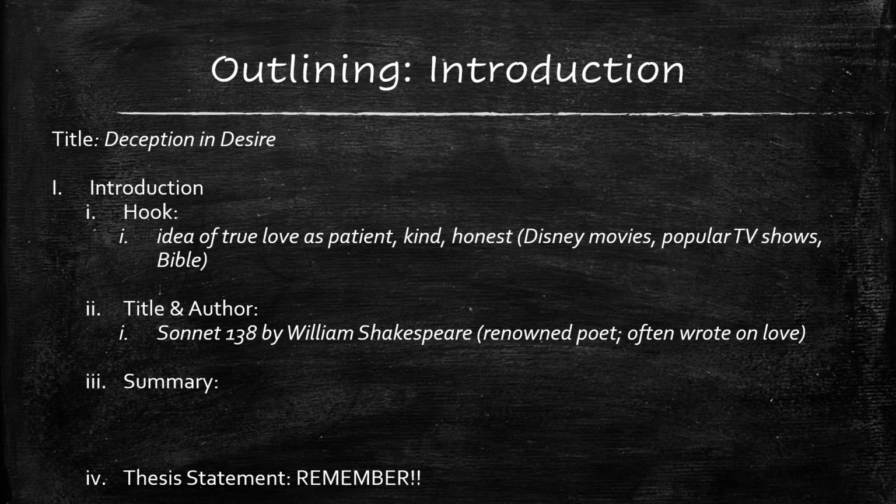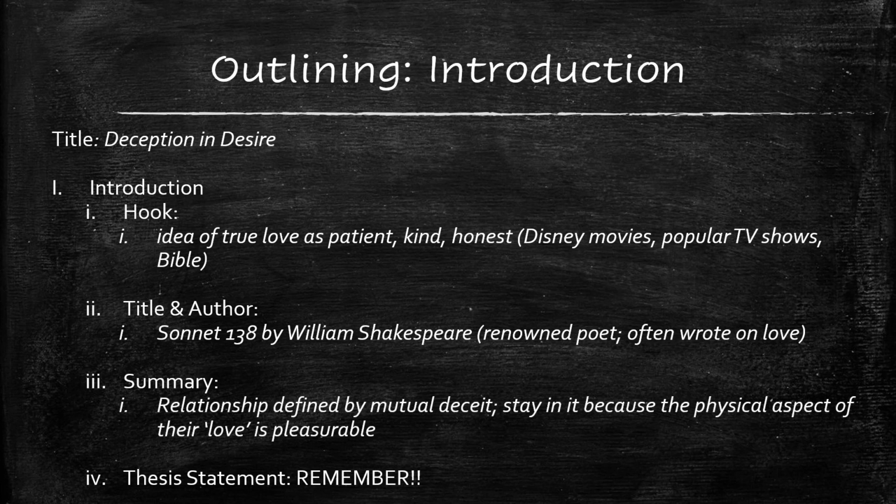Then the third thing I'm going to include in my introduction is a summary, very brief, remember, about what Sonnet 138 discusses. And based on our last video, I know that it discusses this relationship defined by mutual deceit, and that both Shakespeare and the Dark Lady stay in this relationship primarily because of the physical aspect of their love, the fact that it is pleasurable or desired by both of them to be together despite the lies that they tell to one another.